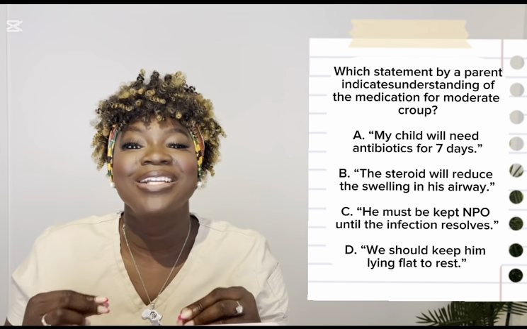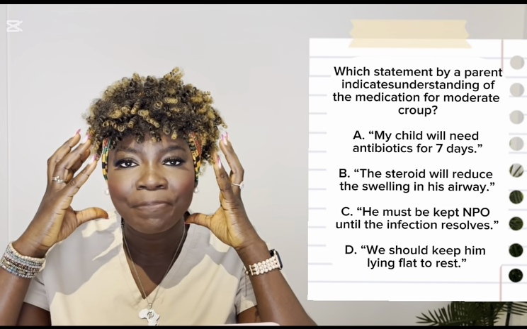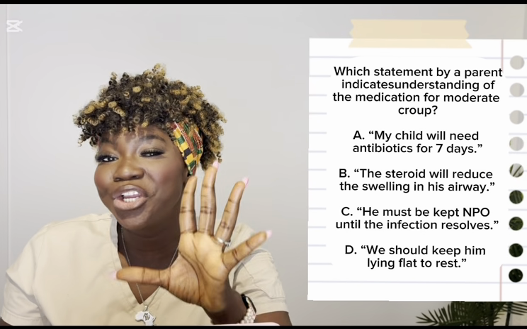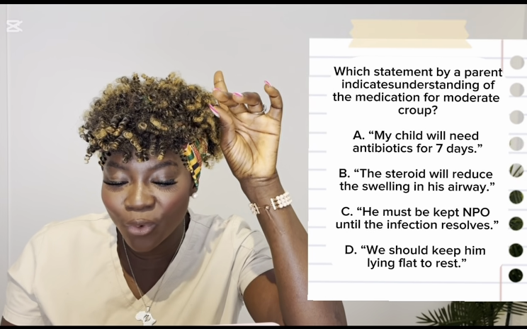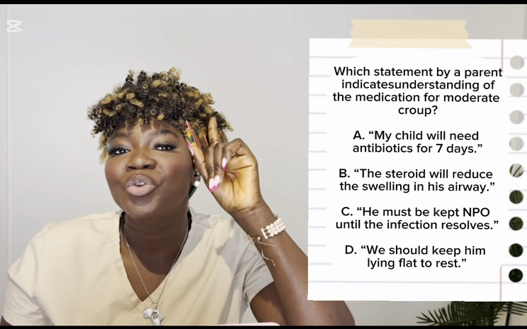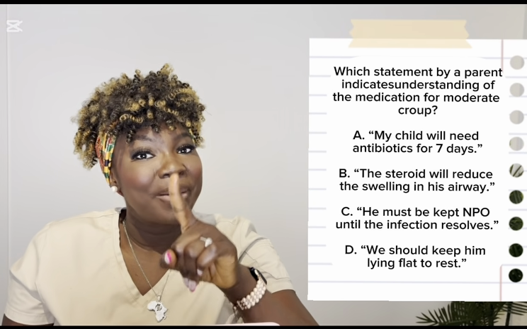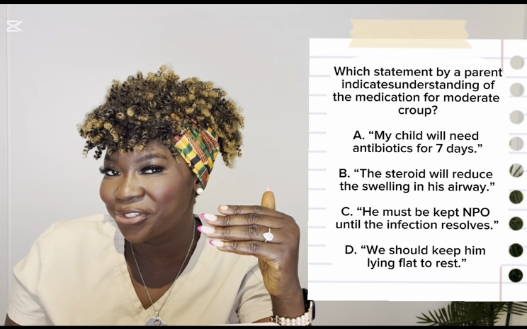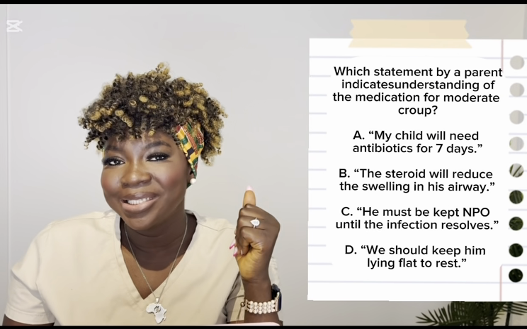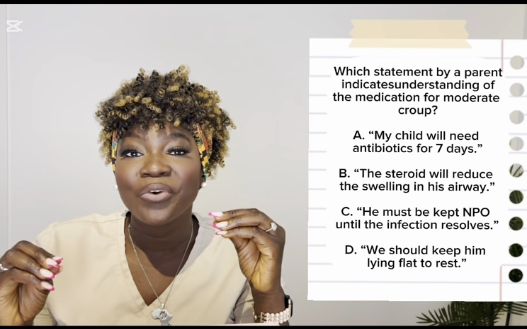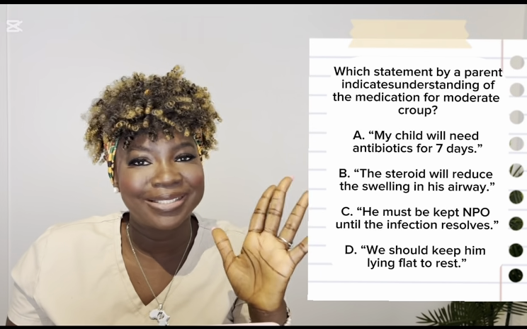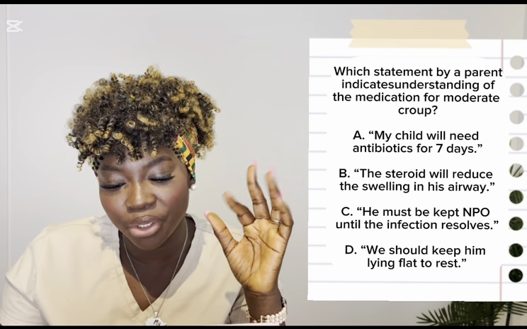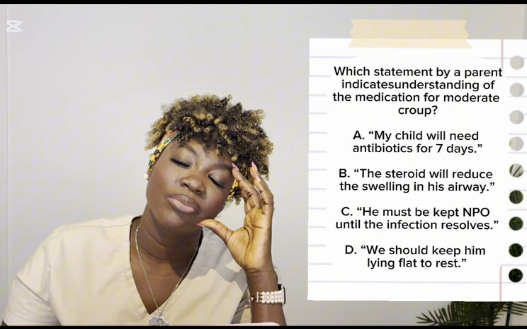Guys, these test writers will trick you, so you have to look carefully. Sometimes it is just one word that will change the meaning of the whole answer. Now look, antibiotics. Remember, croup is a viral infection caused by parainfluenza. So why would you give antibiotics for a viral infection instead of antiviral? That makes that answer wrong. For croup, we use antiviral, not antibiotics. Okay, now let's go through the next one. It must be kept nothing by mouth, NPO, until the infection resolves. For how long?